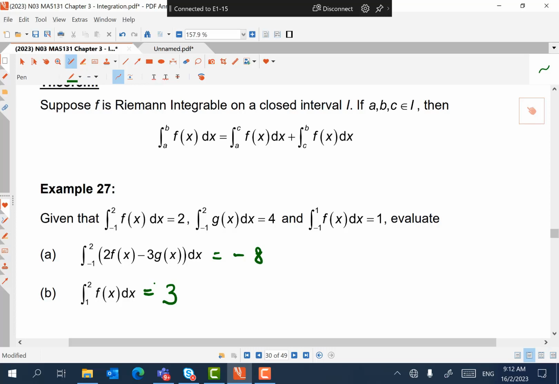Jairo, what do you get? Jairo, you were not in class the last lesson, is it? Were you in class? You were? Okay, so what is your answer for 27B? You get 1 lah? It's 2 minus 1. Alright, I was kidding.